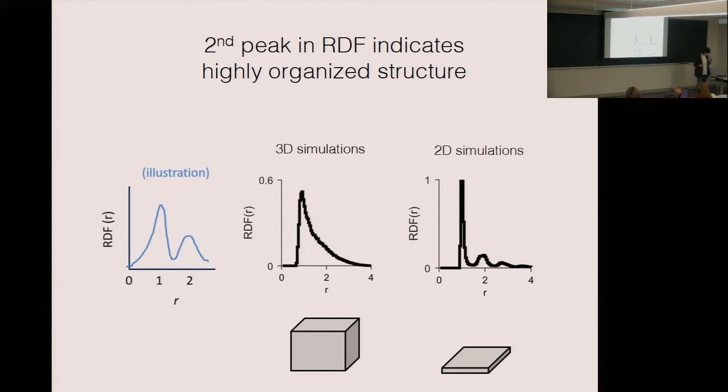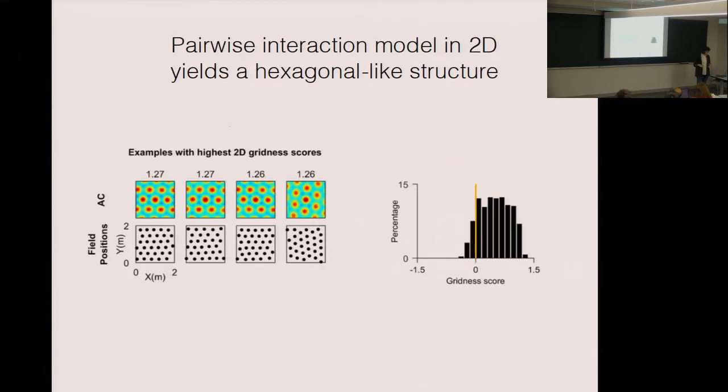And now, the surprise here is that not only does it have a second peak, not only is it organized, but many of the simulations come out with a high gridness score, so they're arranged in a hexagonal pattern with this pairwise interaction between the fields. Well, these are the 4 best examples, but many of them, you see the grid score is kind of skewed to higher scores.